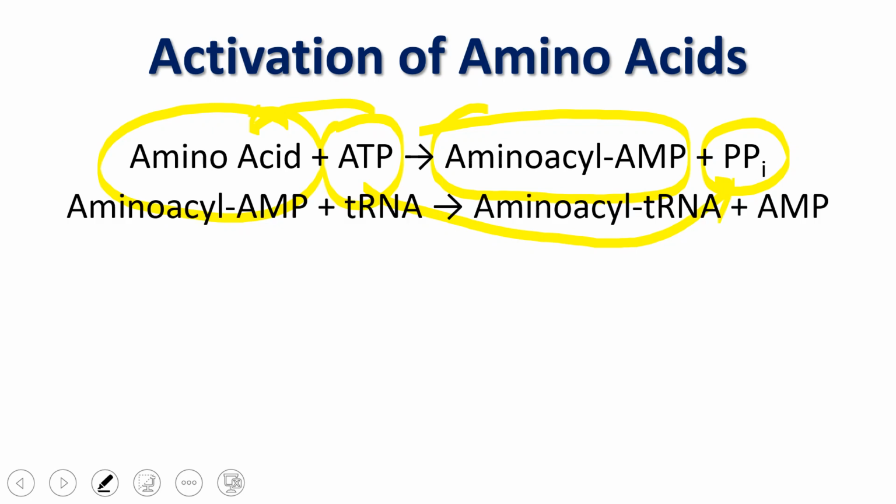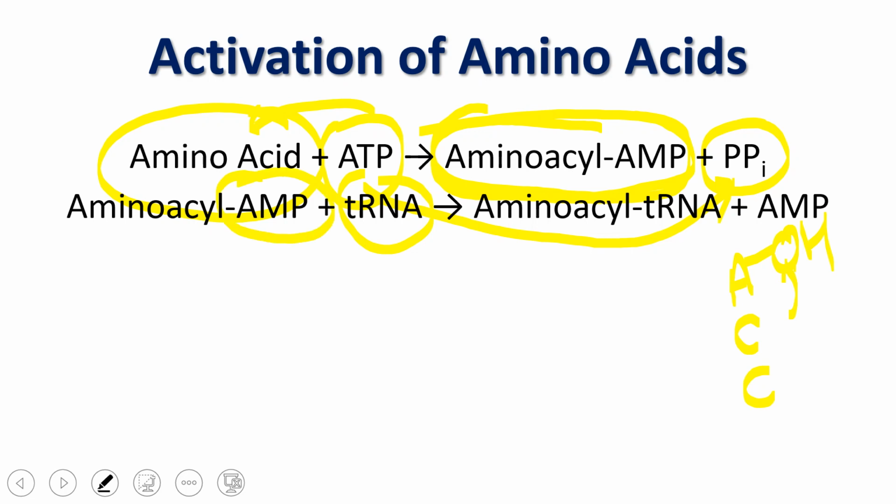The second reaction is that this aminoacyl AMP, which we formed in the first reaction, is going to react with the tRNA. As we already know, at the tRNA 3' end we have CCA. This A at the 3' end has a hydroxyl group. This hydroxyl group, with the lone pair of electrons on oxygen, reacts with the AMP, and AMP will be dissociated and ultimately the tRNA becomes associated with the amino acid.